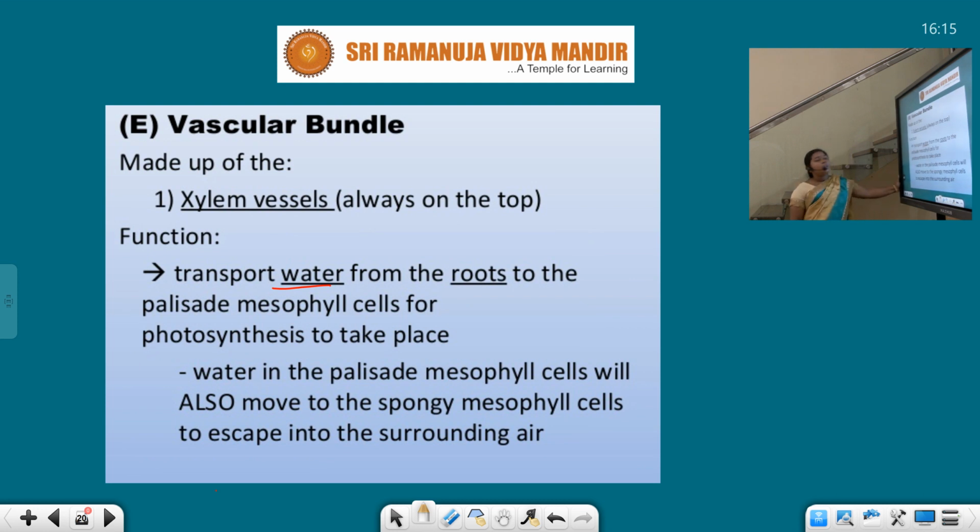Vascular bundles. These vascular bundles are made up of two different types of vessels actually: xylem vessels and phloem vessels. First, let us discuss the xylem vessels. They are present on the top of the phloem. They help in the transportation of water from the roots to the palisade mesophyll cells for the process of photosynthesis. Water in the palisade mesophyll cells will also move to the spongy mesophyll cells to escape into the surrounding air. So, xylem vessels are the special vessels that help in the transportation of water.